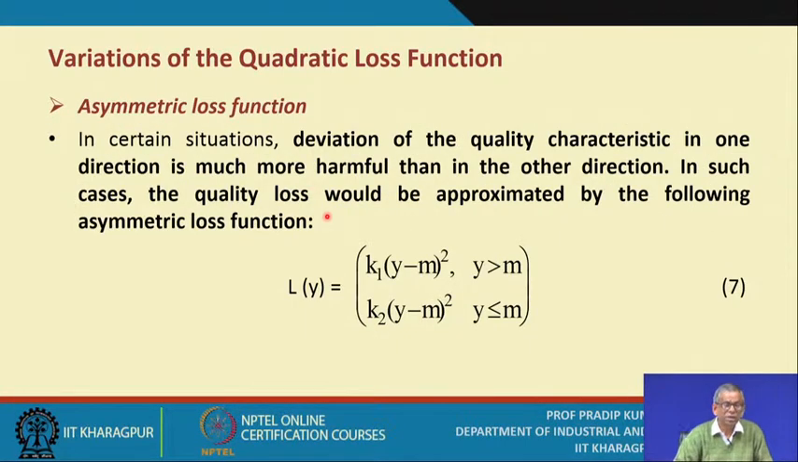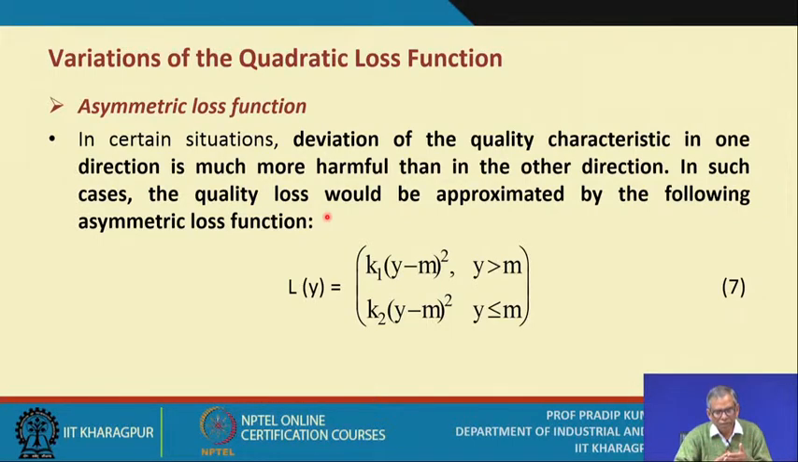Now, there is another case regarding the quality loss function that I would like to highlight, which is called the asymmetric loss function. In the previous first case, what we assumed is that whether the deviation is on the positive side or the negative side, like m plus minus capital delta, the impact is the same, and the impact in terms of the loss, that is capital A, we have assumed. That means it is a symmetric case.